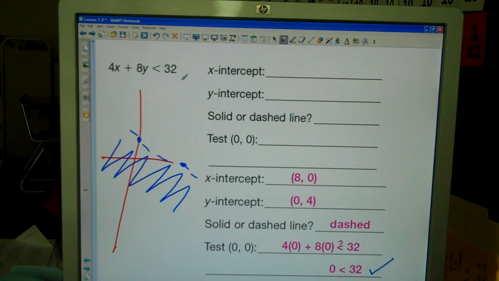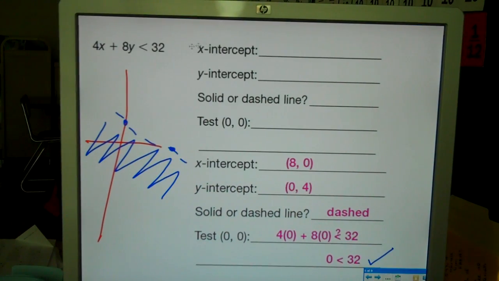That's what this one looks like graphed. You need to do that, okay? Do this right now, okay? Alright, that's 1 taken care of.